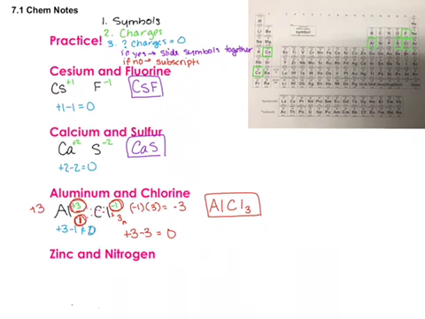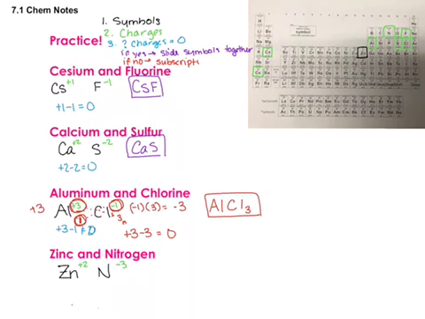So we can try this again. So we have zinc and nitrogen. Zinc falls in the transition metals. However, it was one of those rule breakers that only has one possible charge, and so that would be a +2. And then your nitrogen is up here in the -3 column.